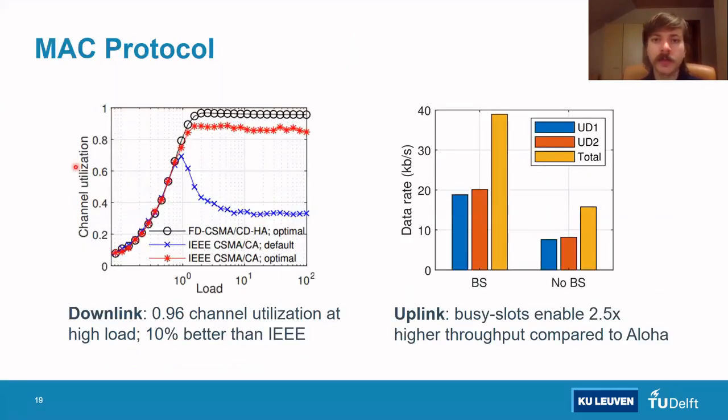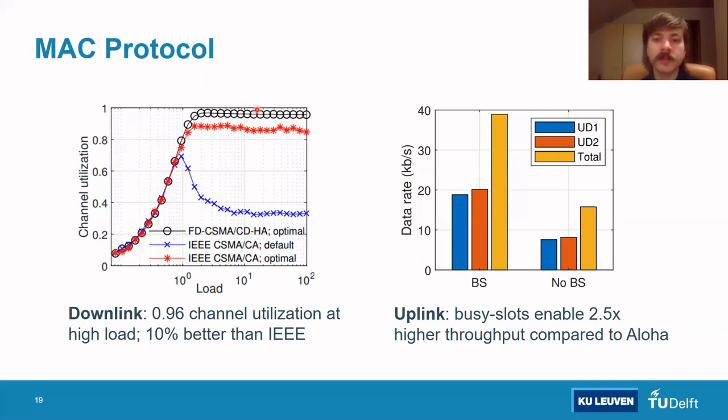In this slide, we show the performance of our MAC protocol. Here, the left figure shows the downlink channel utilization depending on the offered load of our MAC protocol compared to the CSMA-CA MAC protocol used in the IEEE standard. This experiment was performed on our testbed for 3 APs and in MATLAB simulation for 9 APs. It shows that our CSMA-CD gets a very efficient channel utilization, about 10% better under high loads.